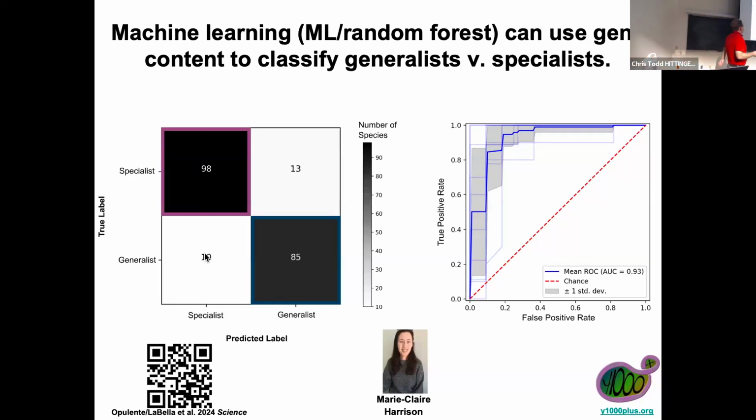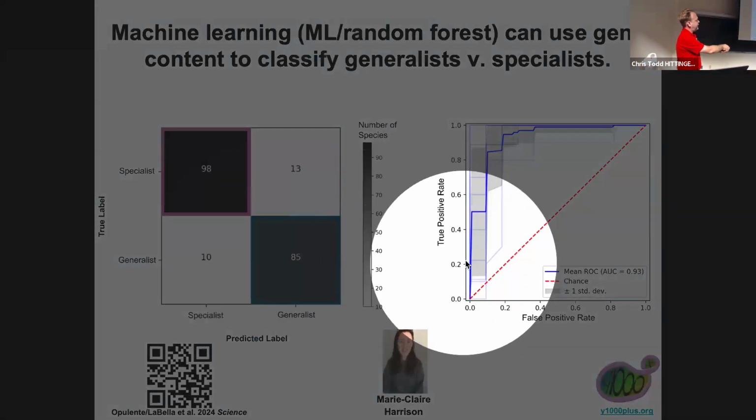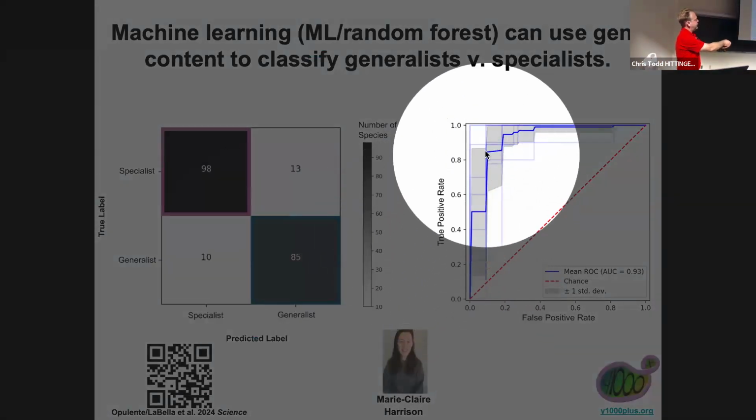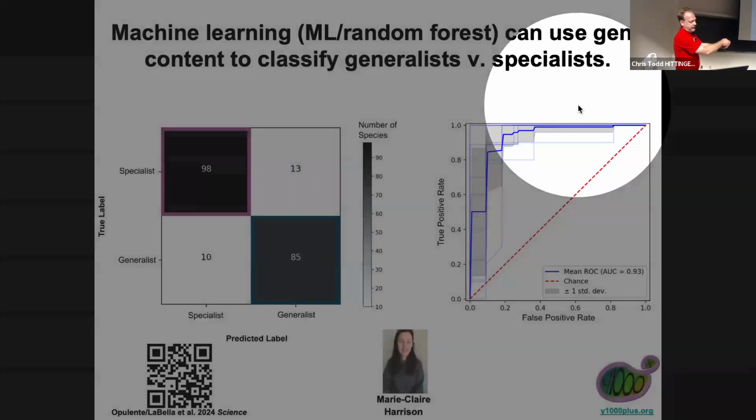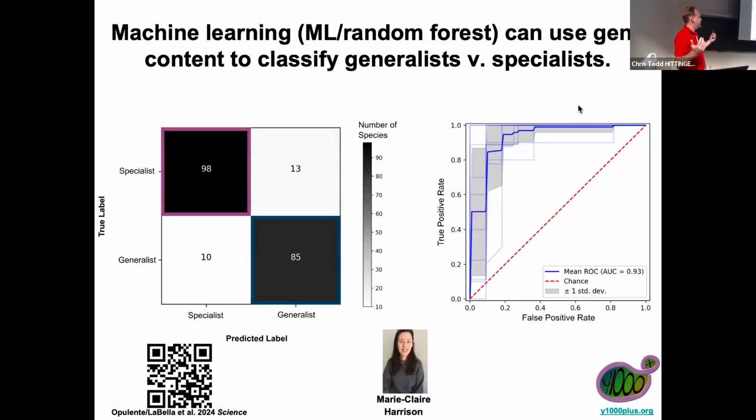On the right here is a receiver operating characteristic, or area under the curve. And so what you want here is that the red diagonal line is just random guessing. What you want is an upside down hockey stick. We're showing a few different iterations here, but basically we have an upside down hockey stick. And what that means is that there is a lot of information. The random forest classifier is doing a reasonably good job putting yeasts in the bins of being generalists or specialists.